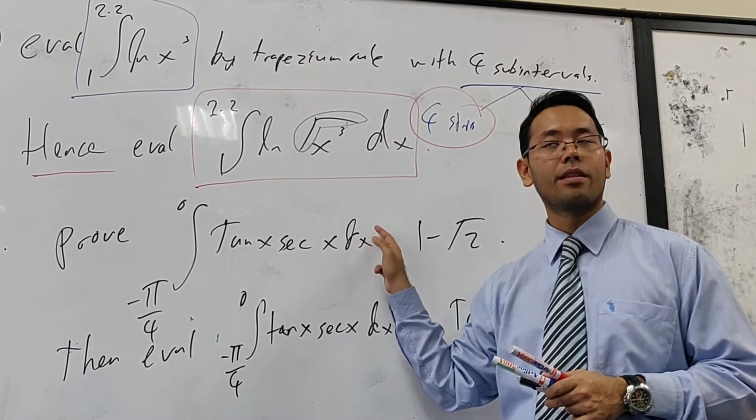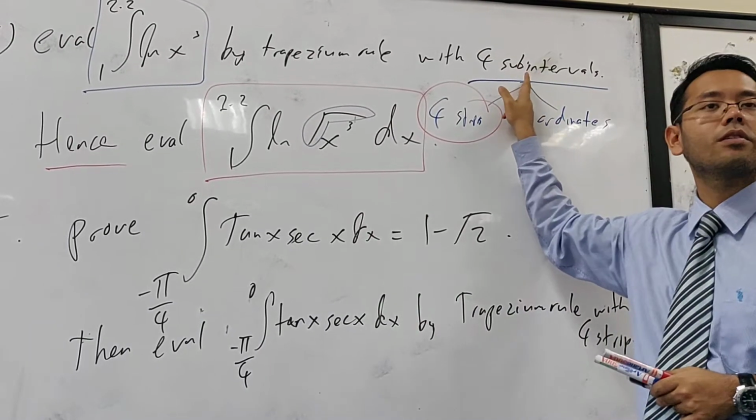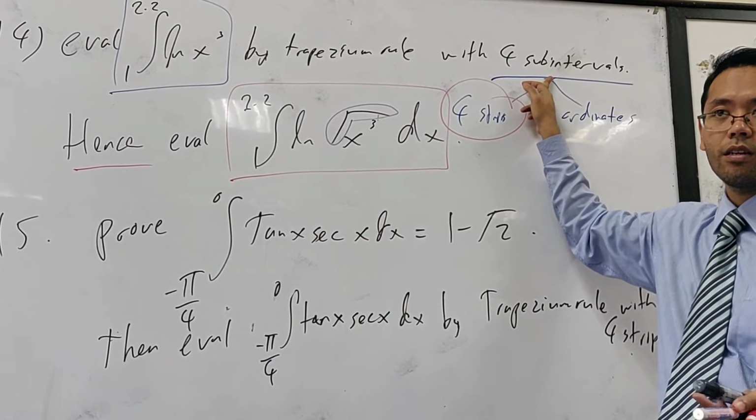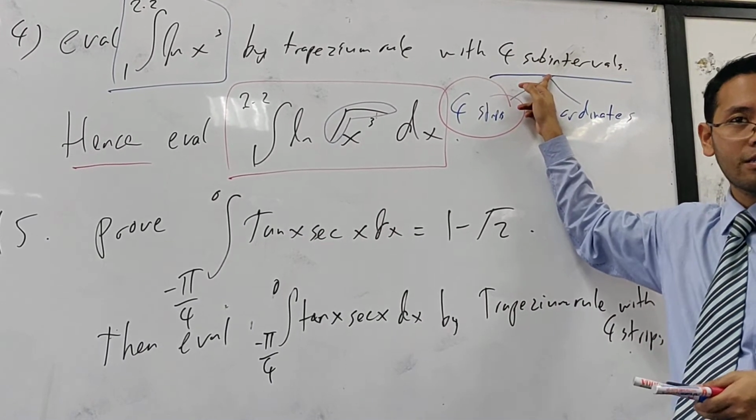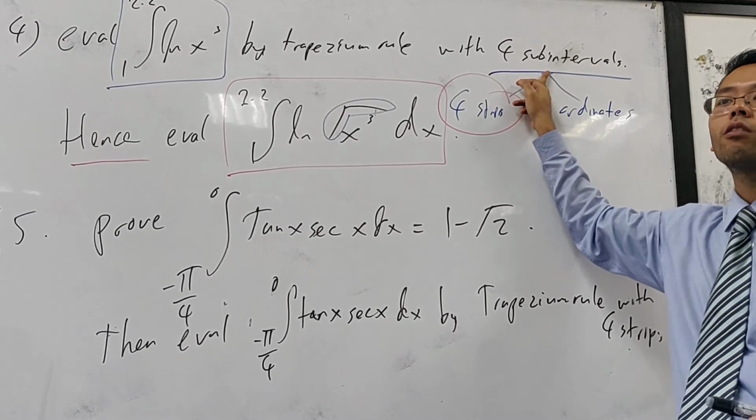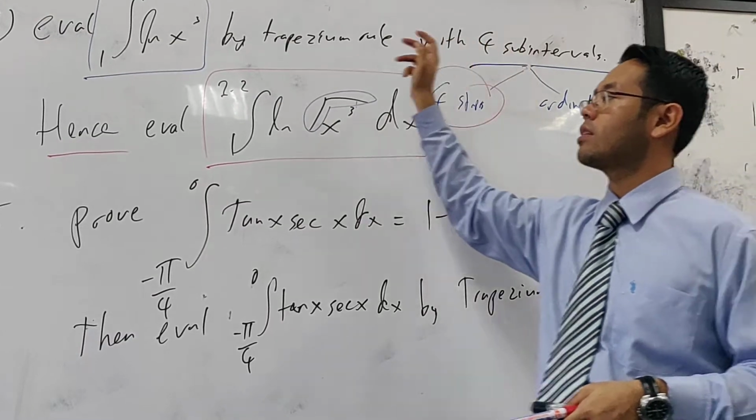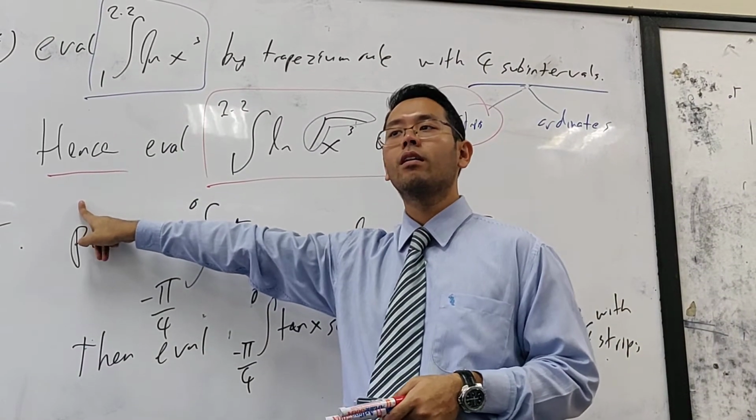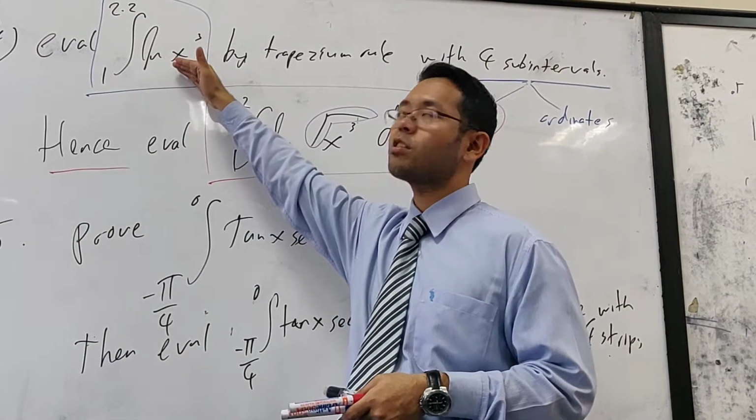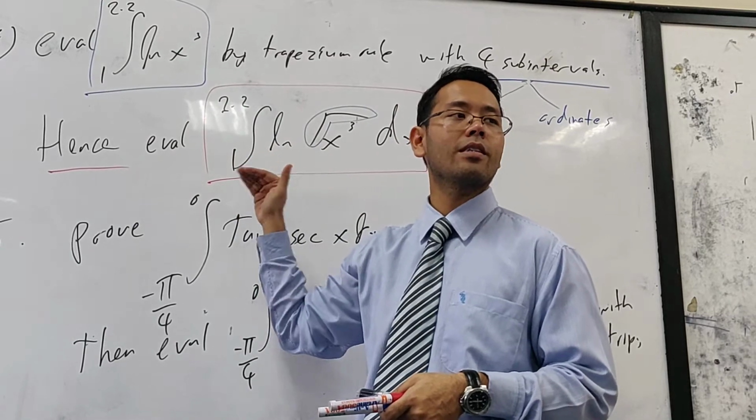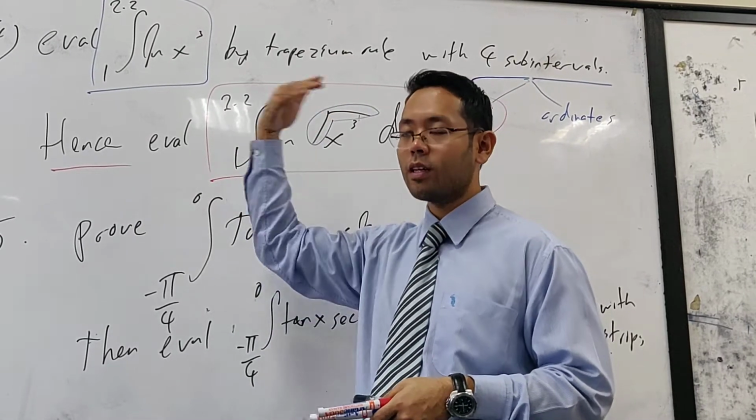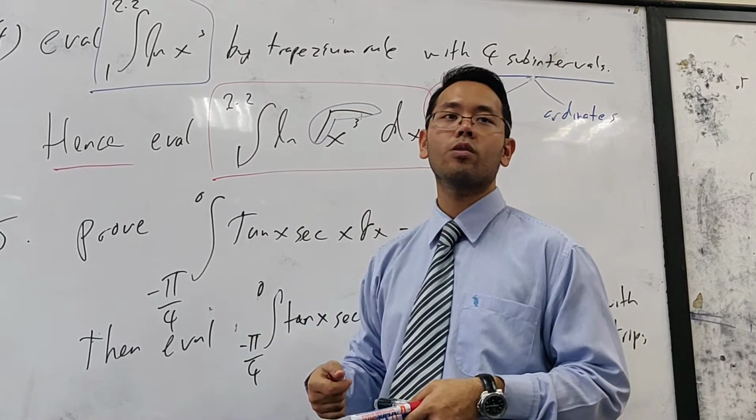If you use the trapezium method with 4 strips, let's say you use that, you're going to get 0 marks, regardless if your answer is right or wrong. Why? The word hence over there. Hence means you must use the first part's answer for you to be able to answer the second part. If you start all over again by trapezium, you get zeros.